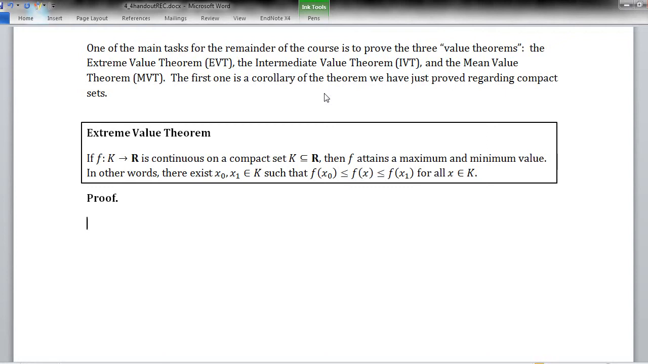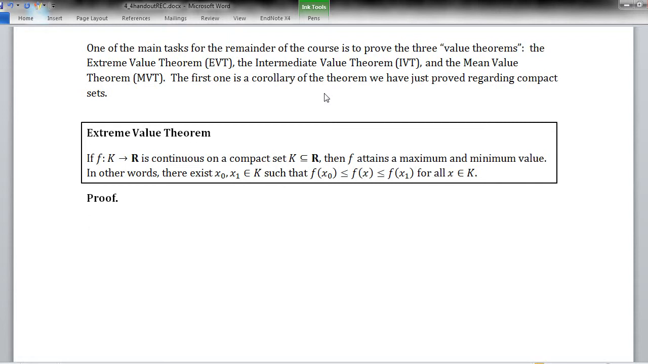Now we're on page 2 of section 4.4. One of the main tasks for the remainder of the course is to prove the three value theorems that you might remember from Calc 1. The extreme value theorem, the intermediate value theorem, and the mean value theorem. The first of these, the extreme value theorem, is actually a corollary of the theorem we've just proved regarding compact sets. Remember, a corollary is something that follows rather quickly from a previous result.